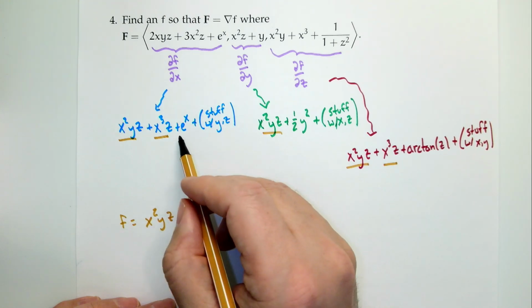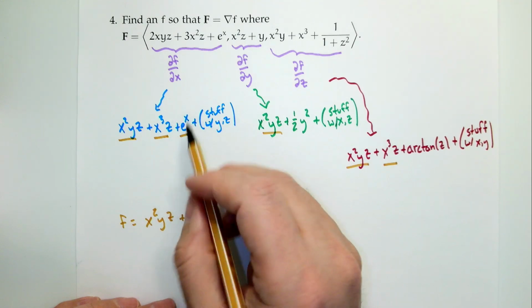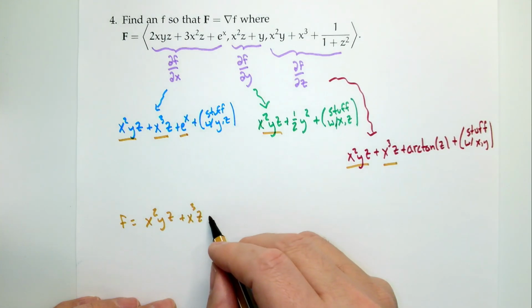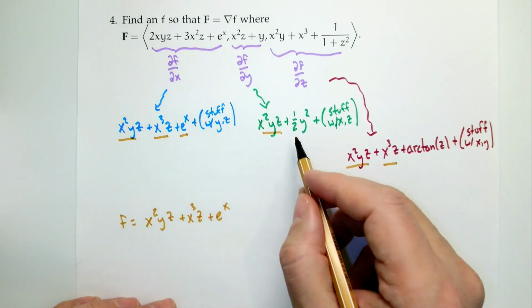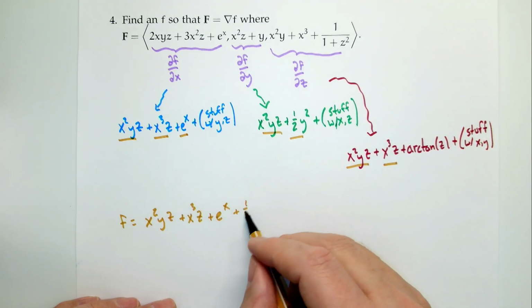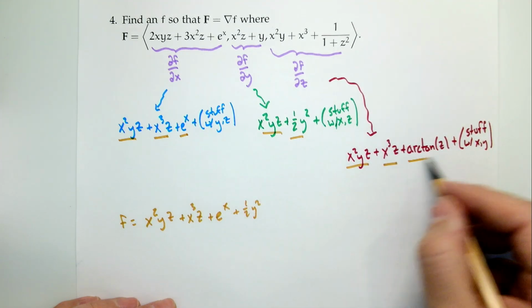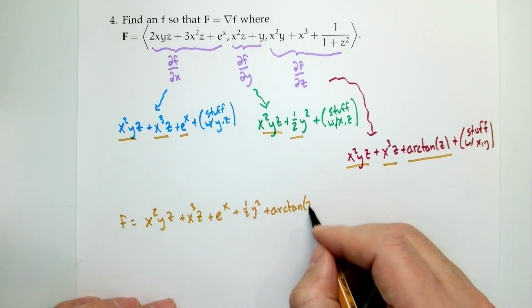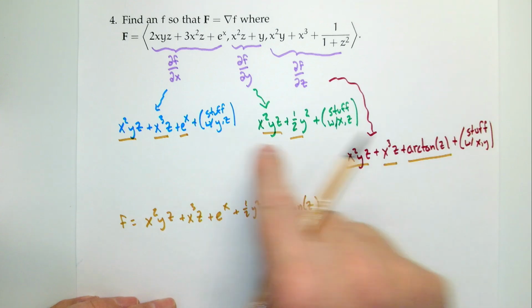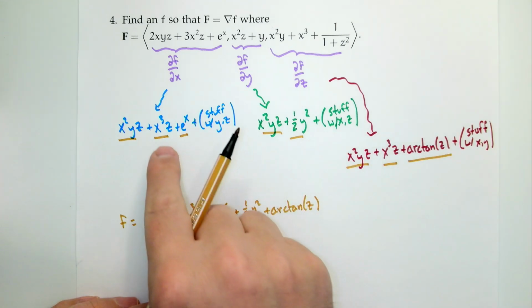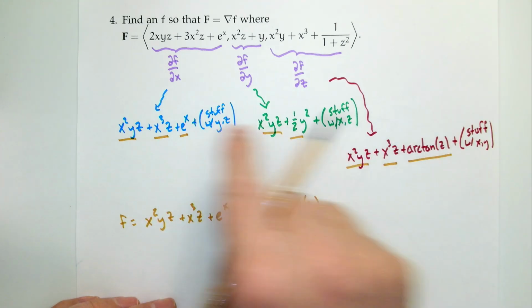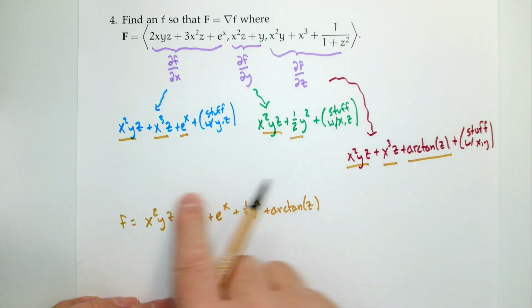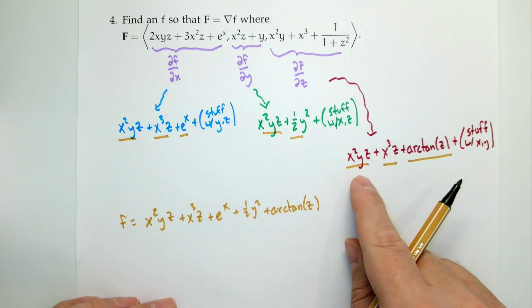And now the e to the x, it's okay that it's just here, because the only time it will show up is when we do e to the x. Then the half y squared, and the arctangent of z. Since they are expressions which only involve one variable, they'd only show up in one piece. Functions that involve two variables, or pieces of functions that involve two variables, show up in two pieces, and pieces that involve three show up in all of them.